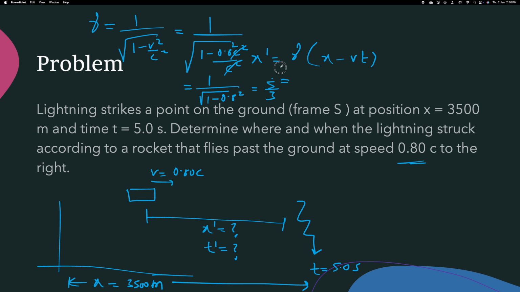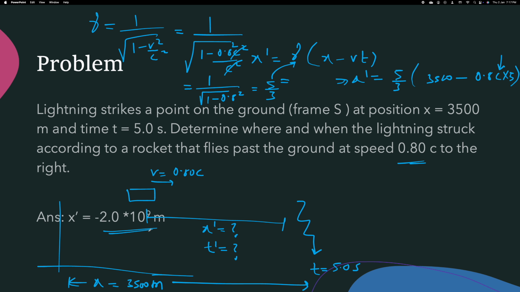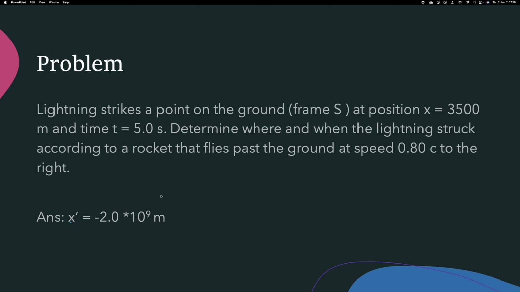So let's plug in that gamma value. x prime is equal to 5 over 3 times (3,500 minus 0.8c times t), which is 5 seconds. Substituting the value of the speed of light gives x prime as 2.0 times 10 to the power of 9 meters.